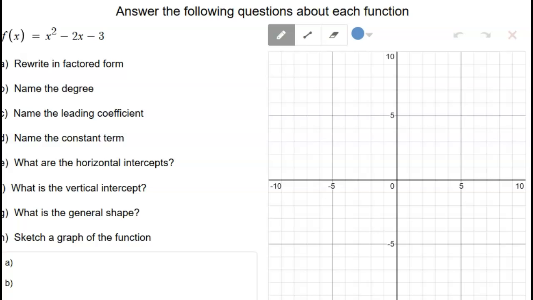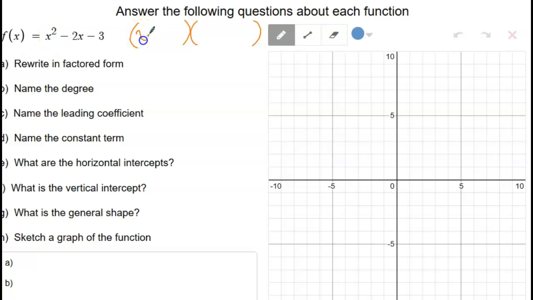Again, rewrite in factored form. We want to make sure that we check for GCF first. So we have 1, negative 2, and negative 3, so there's no numbers in our GCF. We have x squared, x, and no x, so we know that we can just start factoring. Okay, there's no GCF for this one.